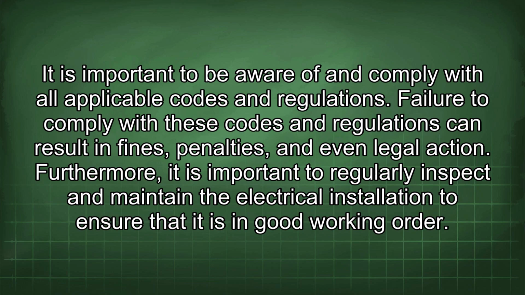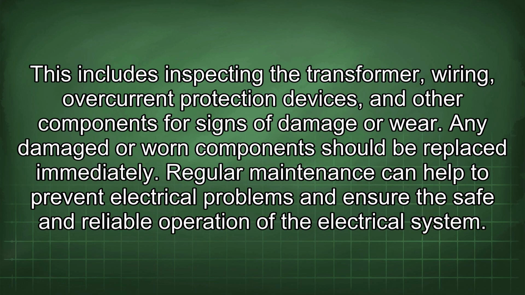Furthermore, it is important to regularly inspect and maintain the electrical installation to ensure that it is in good working order. This includes inspecting the transformer, wiring, overcurrent protection devices, and other components for signs of damage or wear. Any damaged or worn components should be replaced immediately. Regular maintenance can help to prevent electrical problems and ensure the safe and reliable operation of the electrical system.